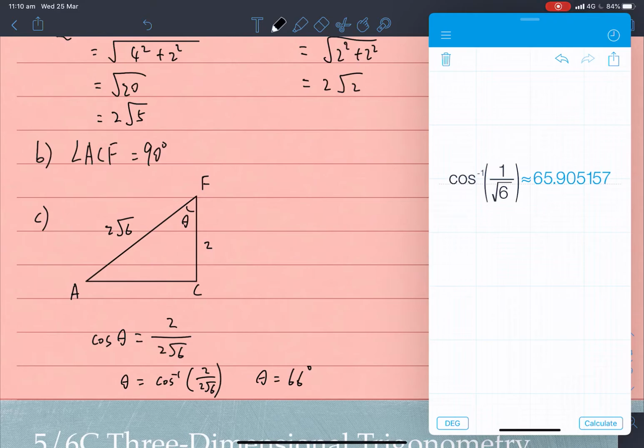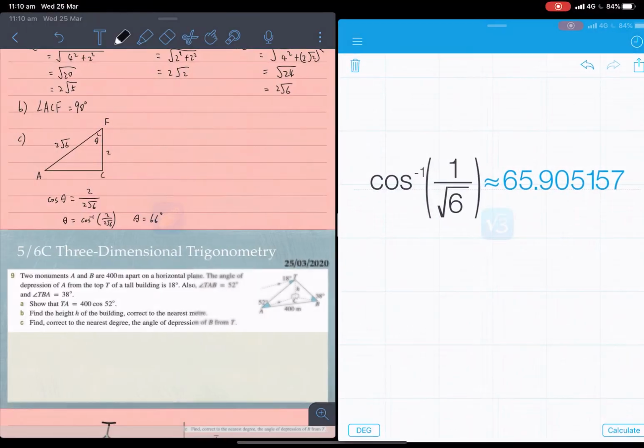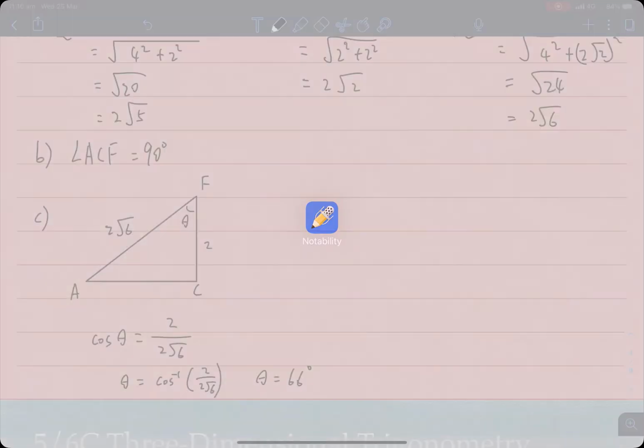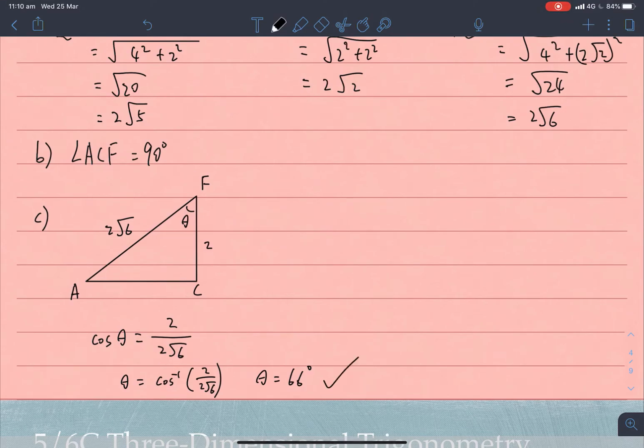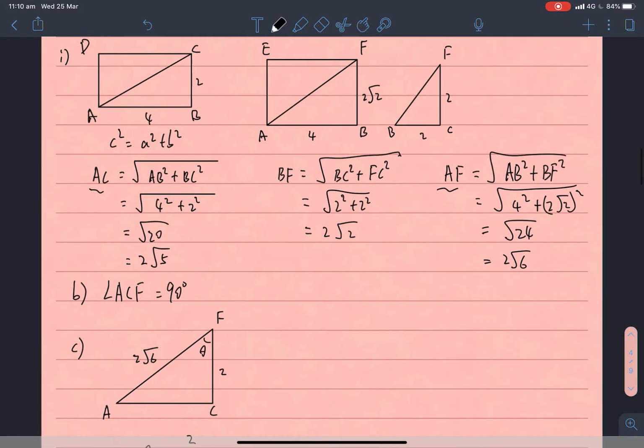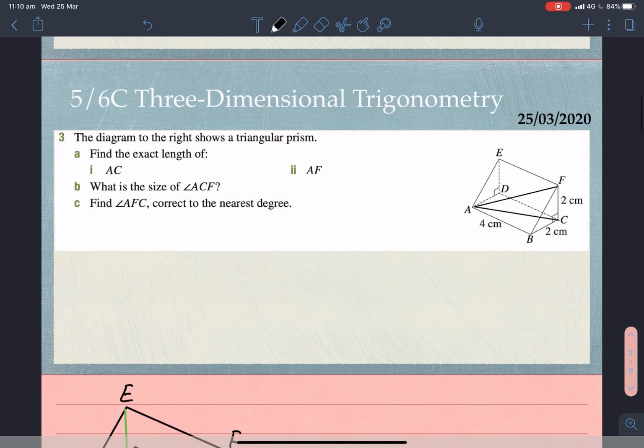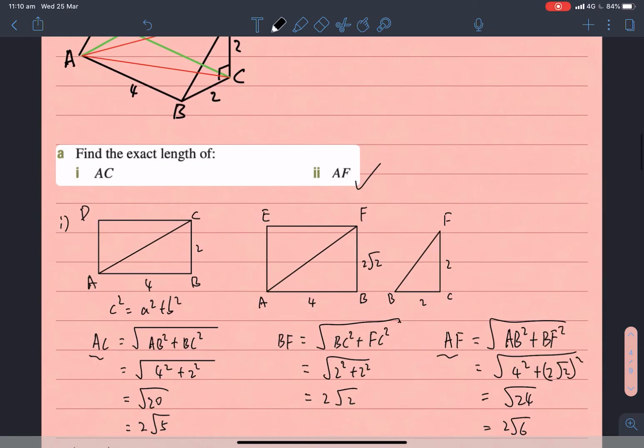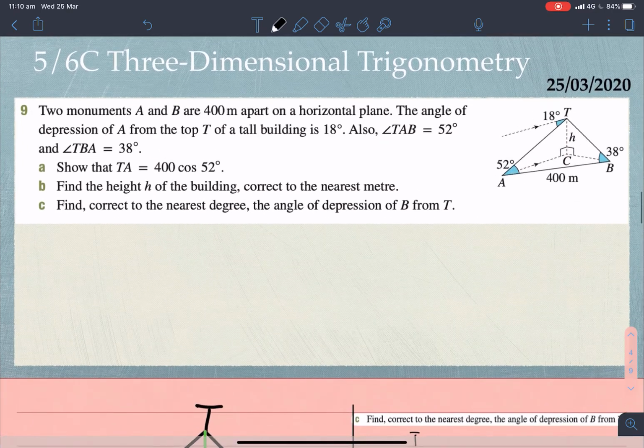Okay. So that's it. We got the angle done. The question is done. Again, it's a really well scaffolded question, so it's step by step. Okay, now I'll give you another one.